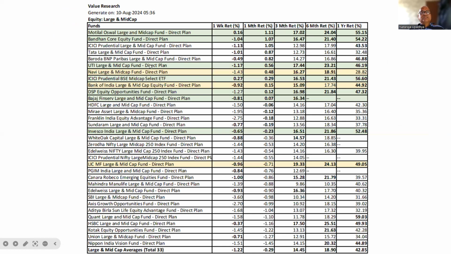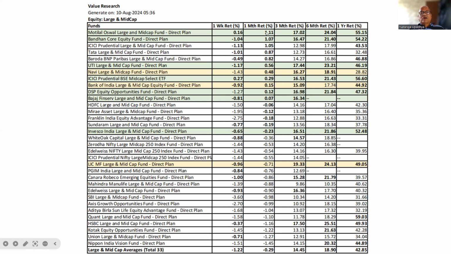So next discussion is large and mid-cap funds. See, large and mid-cap funds have done better than large cap funds overall. There are overall 33 funds, and the ones in green are Motilal Oswal Large and Mid Cap Fund, Bandhan Core Equity Fund, UTI Large and Mid Cap Fund, ICICI Prudential BSE Mid Cap Select ETF, DSP Equity Opportunities Fund, Bajaj Finserv Large and Mid Cap Fund, Invesco India Large and Mid Cap Fund.